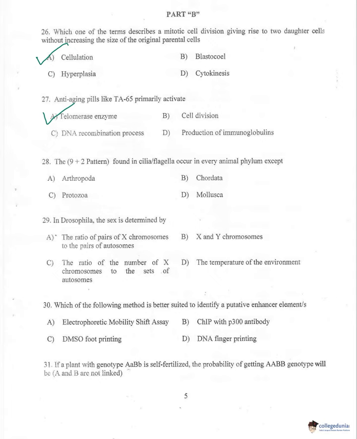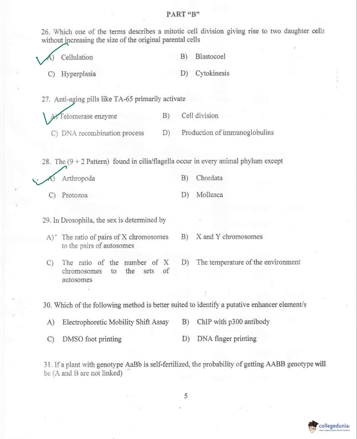The 9+2 pattern found in cilia or flagella occurs in every animal phylum except A, Arthropoda, B, Chordata, C, Protozoa, D, Mollusca. The correct one is A, Arthropoda.